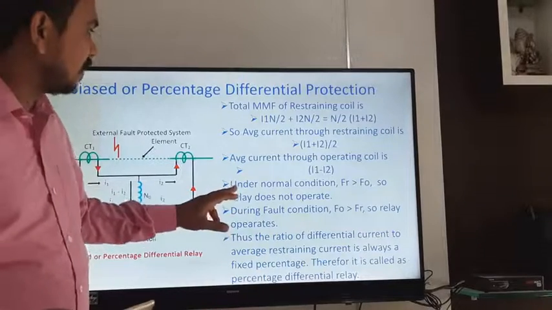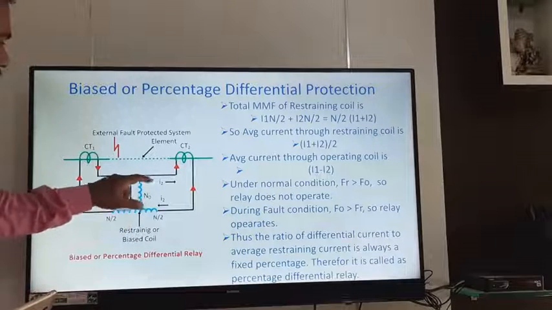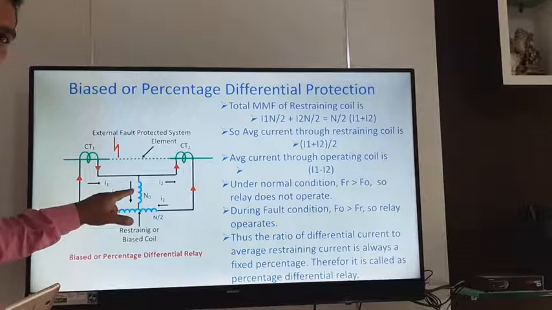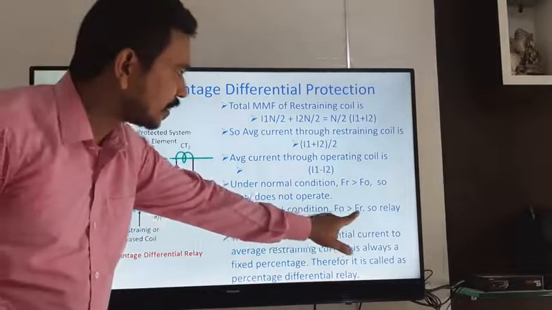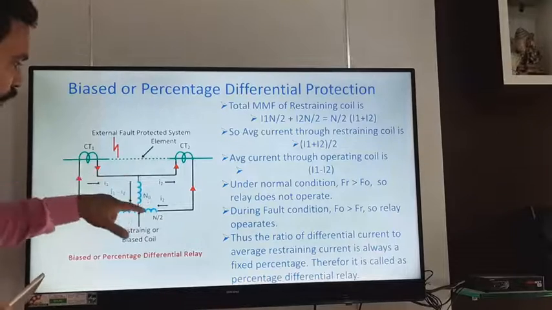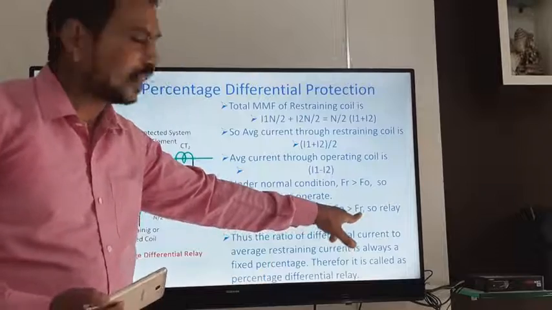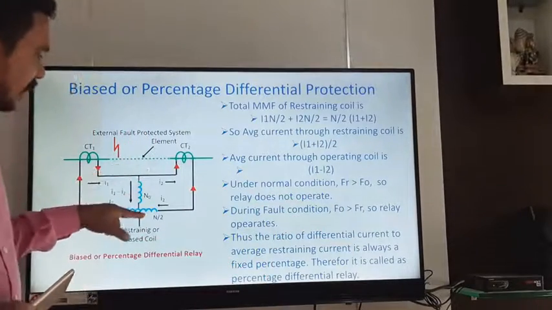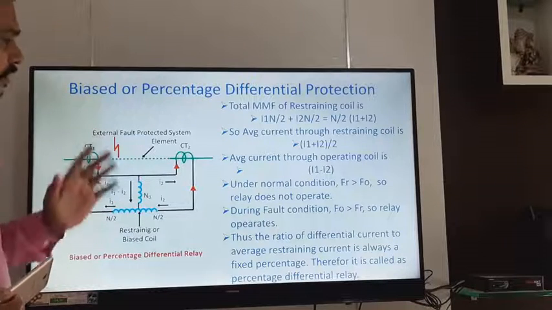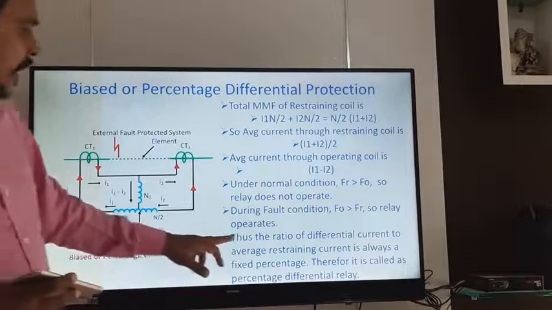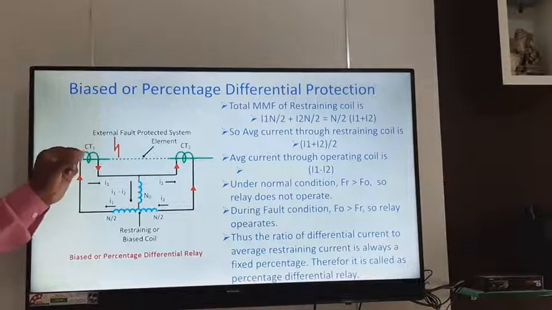Now what happens during faulty condition? When a fault occurs, at that time the I1 minus I2 current is also flowing through this relay. So at that time the FO becomes greater than Fr. The force produced by the operating coil becomes greater than the force produced by the restraining coil. So at that time the restraining force is less, so the relay coil is energized and it will give a signal to the circuit breaker.